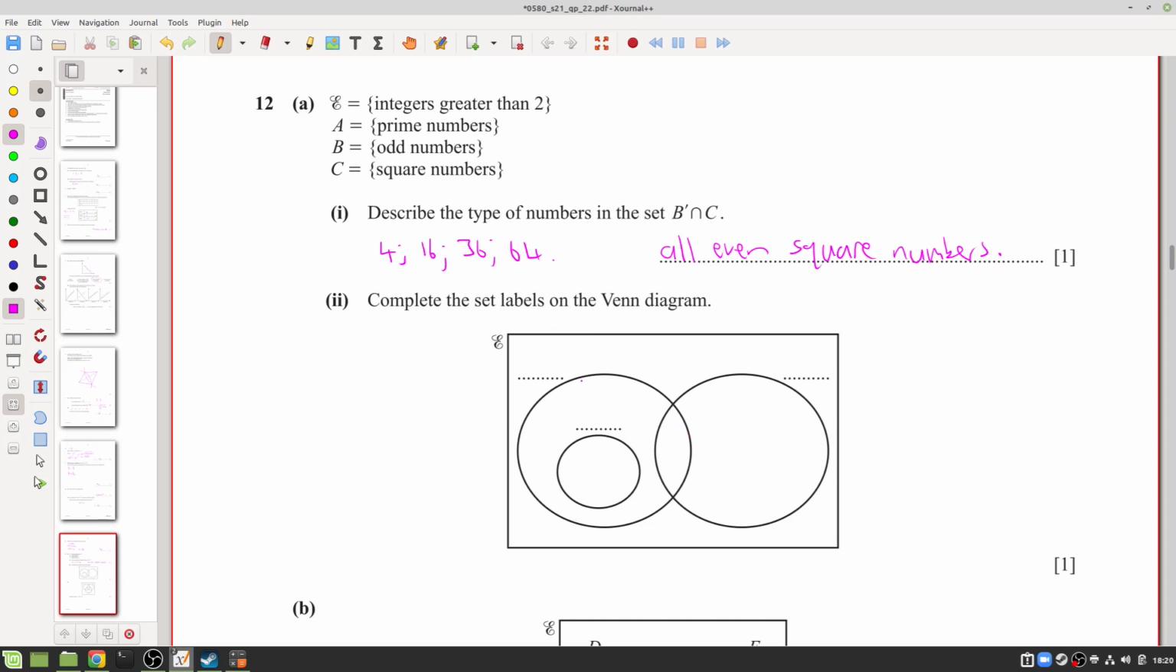Okay, so let's assume so B is all the odd numbers, so B. So all the prime numbers are A. Okay, so the only prime number that's not odd is 2, but we're only working with integers greater than 2. So all the prime numbers in here will be odd numbers. And then this will be C, the square numbers. So there's a bit of an overlap between C and A, but no prime numbers or square numbers, so that makes sense.